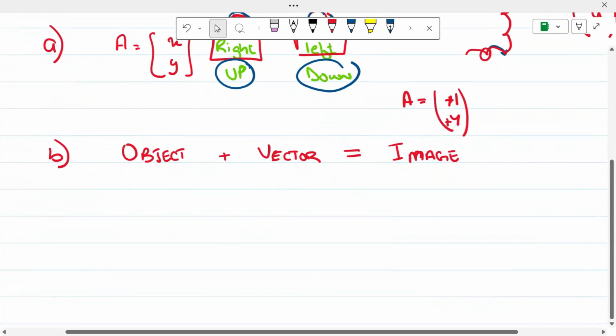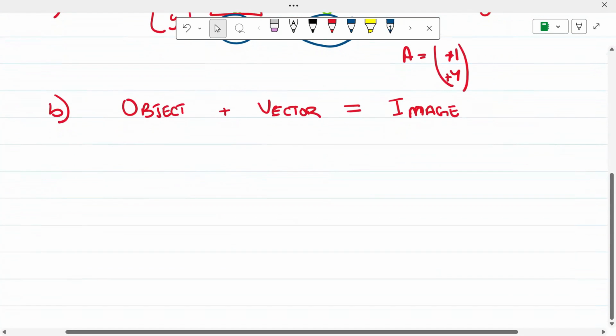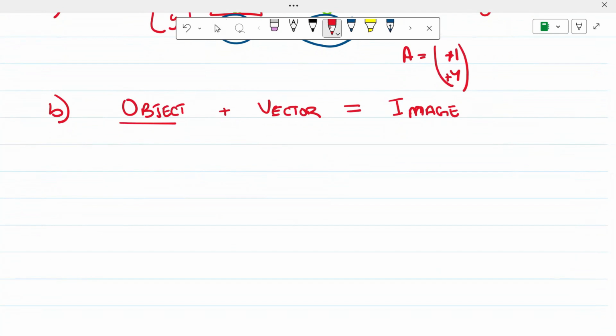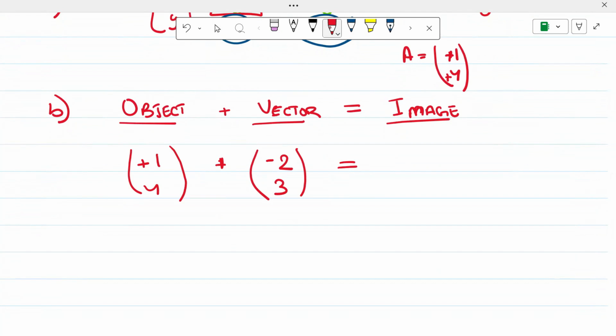Moving towards our second thing, if this is hard for you to understand, I have one more concept: object plus vector equals image. For example, I have an object (+1, 4), and the column vector is (-2, 3). The image will be built by adding: +1 and -2 gives -1, and 4 plus 3 gives 7. So this point will be our image.